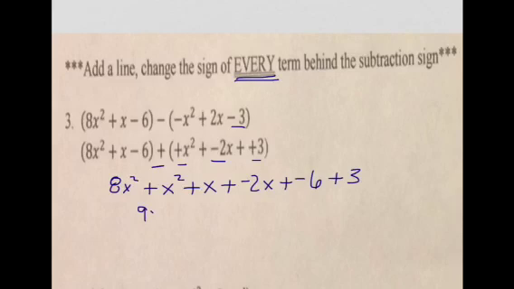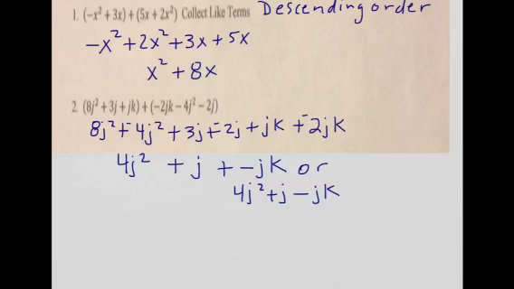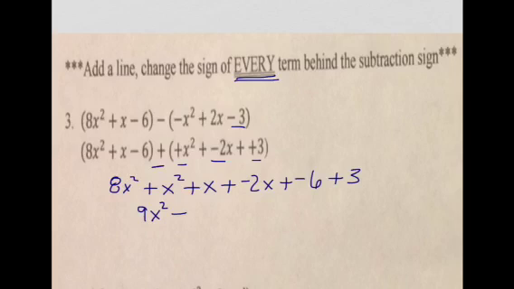So we have 8x squared plus x squared plus x plus negative 2x plus negative 6 plus 3. We have 9x squared plus negative x plus negative 3. So because we have plus negatives, we have an or. 9x squared minus x minus 3.